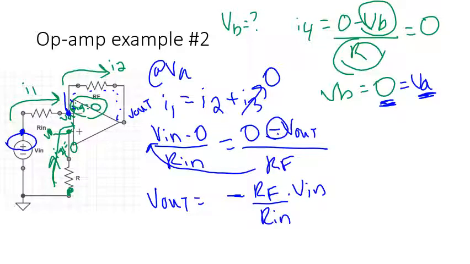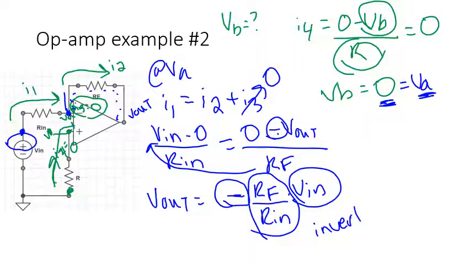What did this op amp do? Well, it still takes a voltage in, and it multiplies by a ratio of RF over RN. I didn't have that pesky 1 plus RF over RN that I had in the previous circuit, but it also multiplies by a negative sign. Because of that, it is called an inverting op-amp.